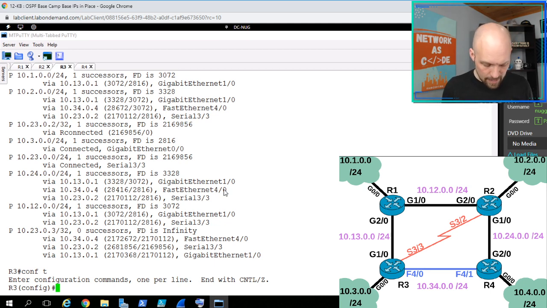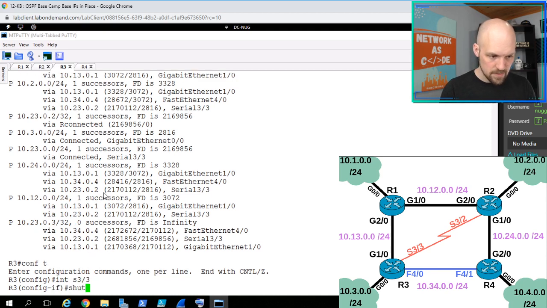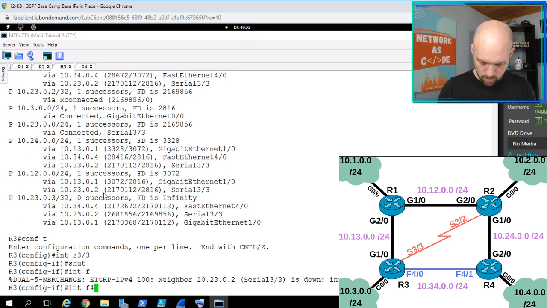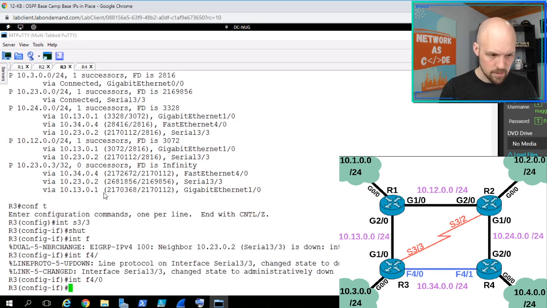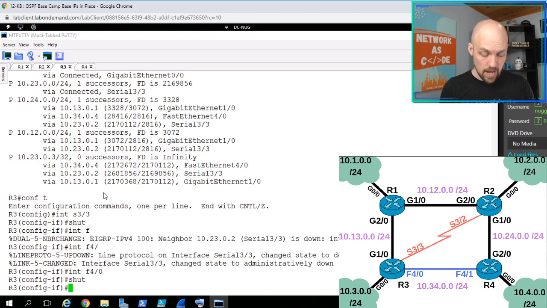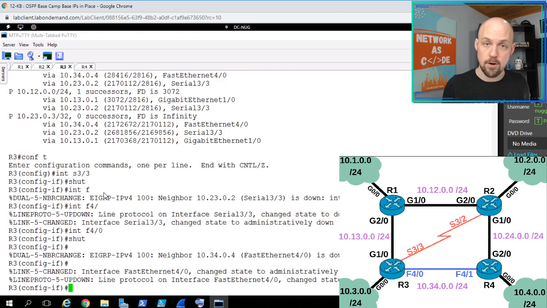Looking at the diagram, I'm gonna make 4 loopback addresses on router 3 and I'm going to get onto router 1. I'm gonna summarize those routes towards router 2, okay? So for the sake of this, let's go ahead and shut down those other two links. So S3/3, I'm going to shut this down. And the link to router 4, I'm going to shut this down. Now my only path to router 2 is through router 1.